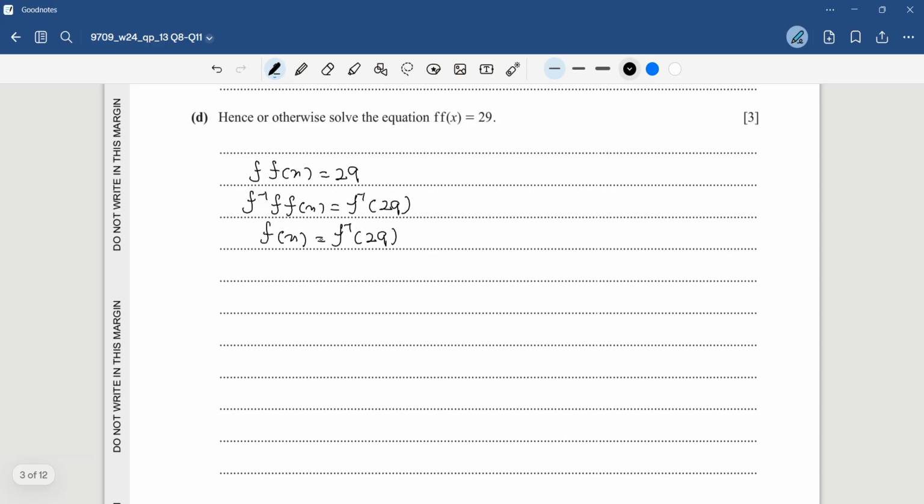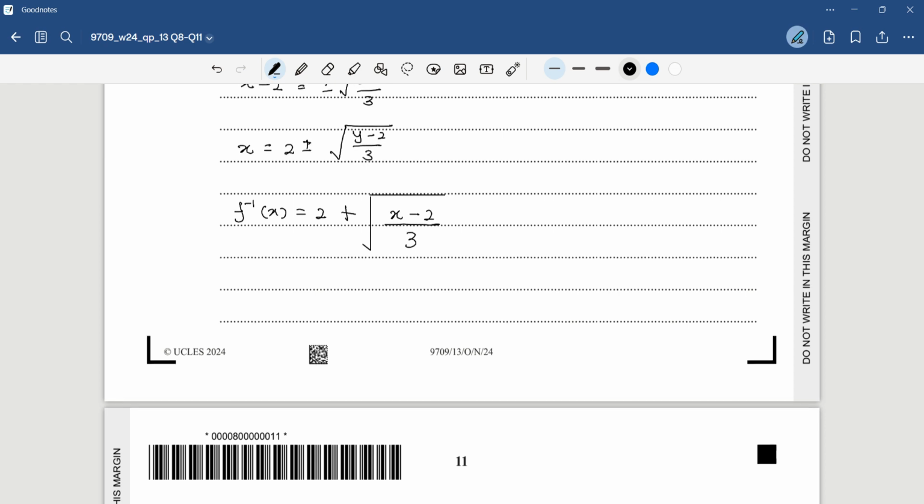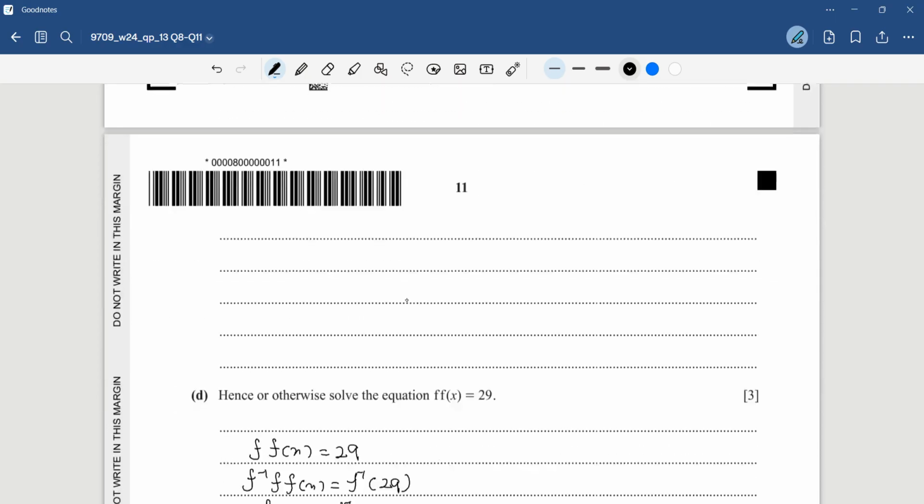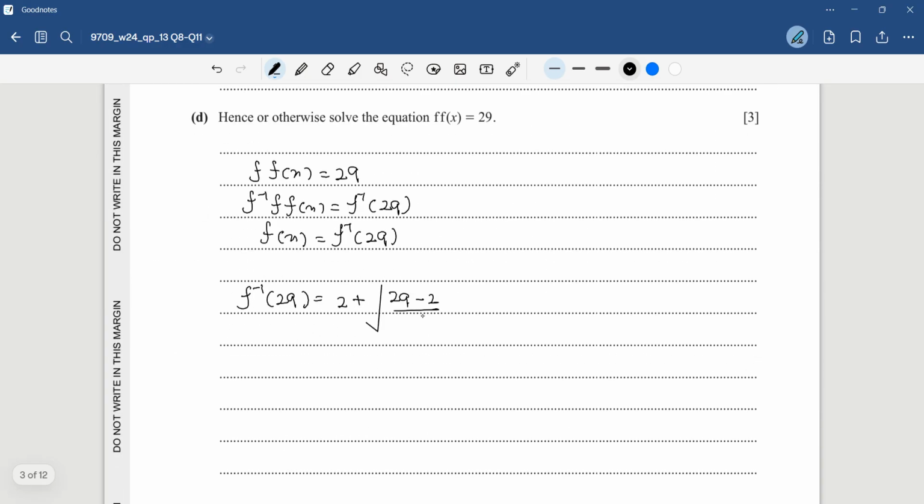Therefore, f inverse of 29 we can directly compute from here. So f inverse of 29 is equivalent to 2 plus the square root of 29 minus 2 over 3. So it will be 29 minus 2, divided by 3, square root, answer plus 2, which is 5. So f(x) is equivalent to 5.